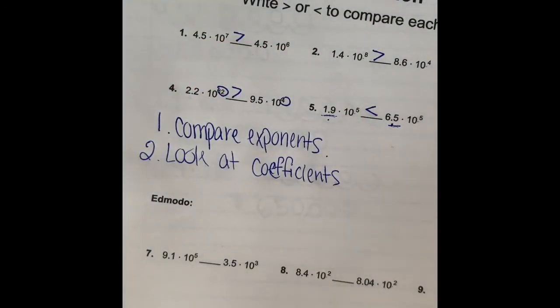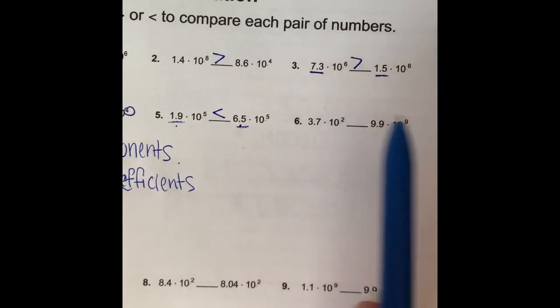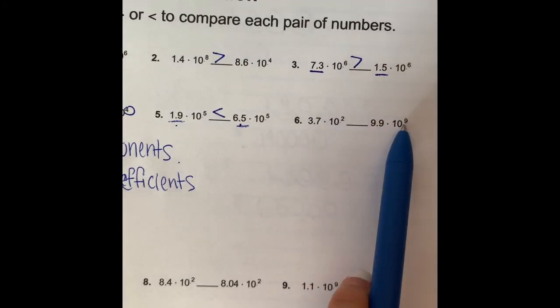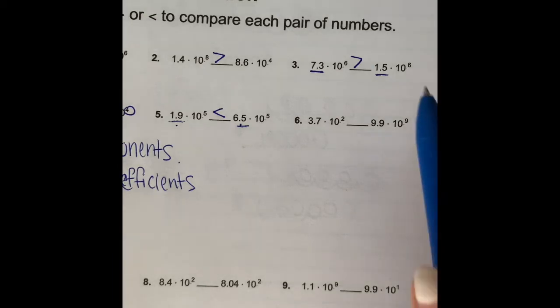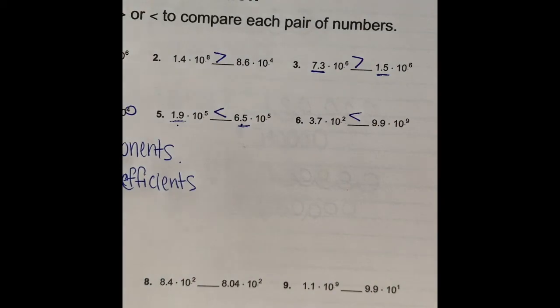Awesome. Number 6. Step 1. Let's look at these exponents. We have 2 and we have 9. Is 2 bigger than 9? Nope. 9 is bigger than 2. So we already know this number is going to be greater. That's all you have to do.